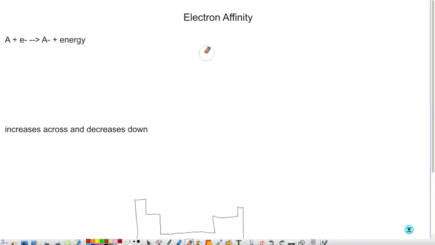All right, next trend that we're talking about is electron affinity. When an atom gains an electron, you form a negatively charged ion, which is called an anion, and you release a little bit of energy. In your textbook, this energy is going to be given as a negative value. When we look at it on a periodic table, it's given as the positive value. So you just kind of have to be keeping these things straight in your head.